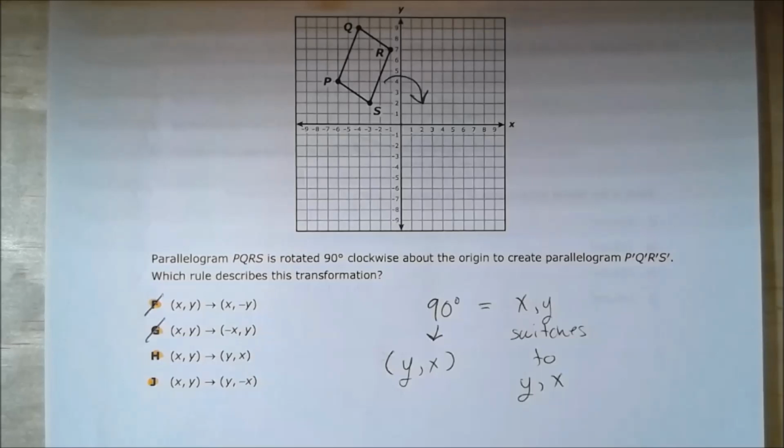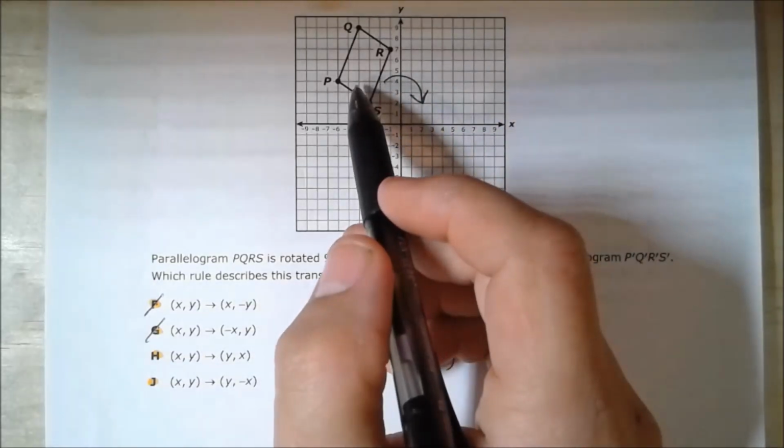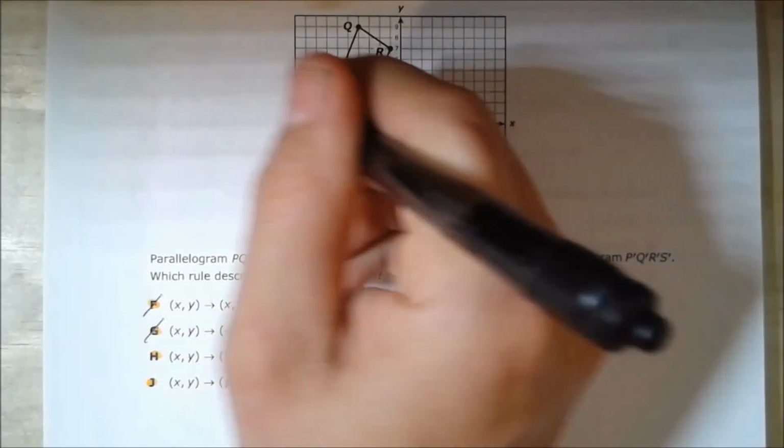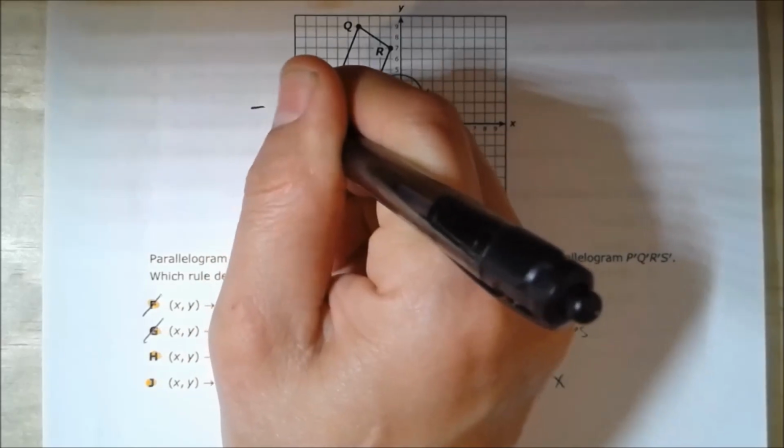The next thing that we need to do is we need to also think about the quadrant that it's going to move to. Now, we started off in this quadrant, right? Over here, X is negative and Y is positive.